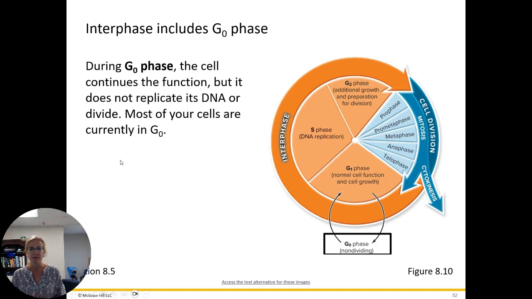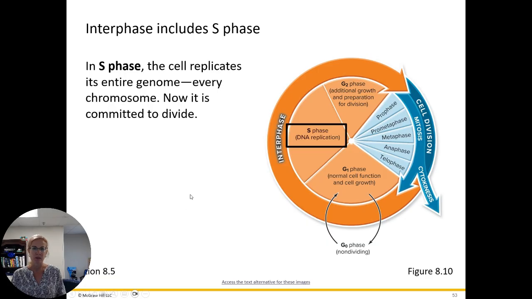We have a G0 phase. During that phase, the cell is continuing to function, but it's not replicating or dividing. It's actually sort of a resting phase. So most of your cells at any point in time in your body are going to be in this G0 phase. The G2 phase, skip the S phase.